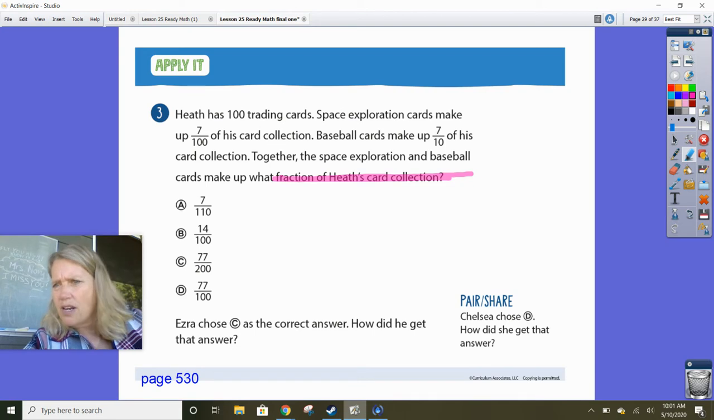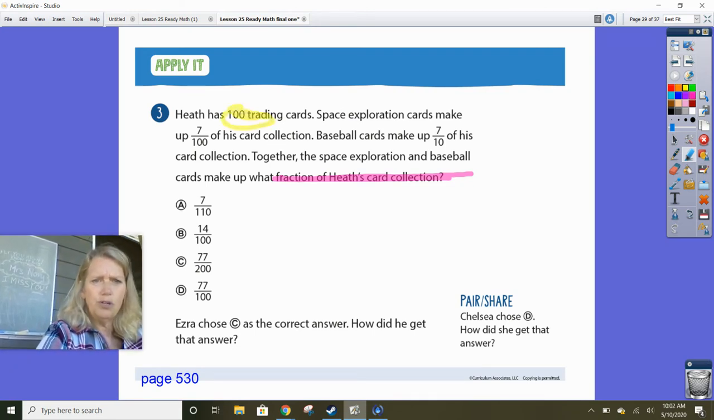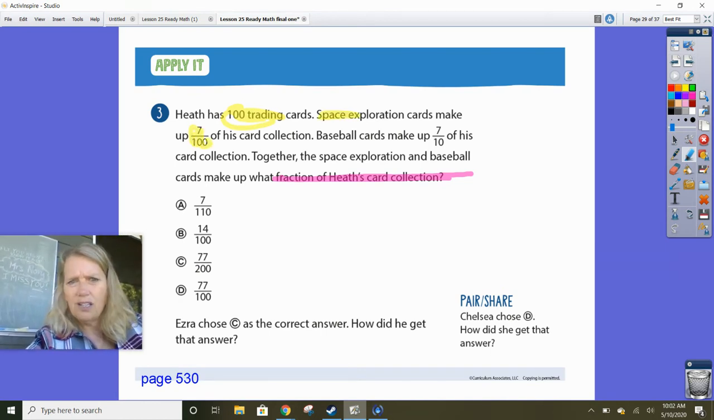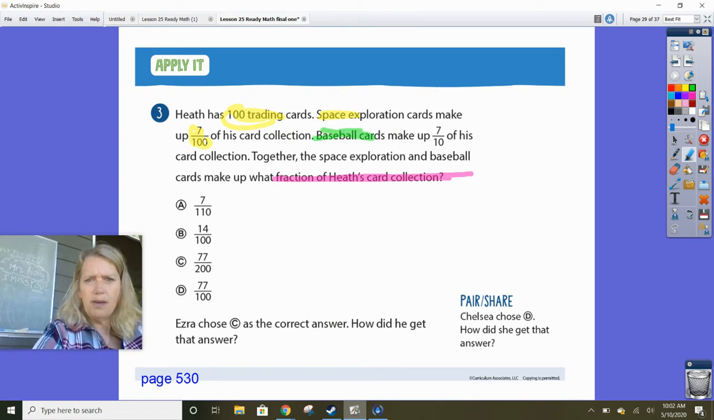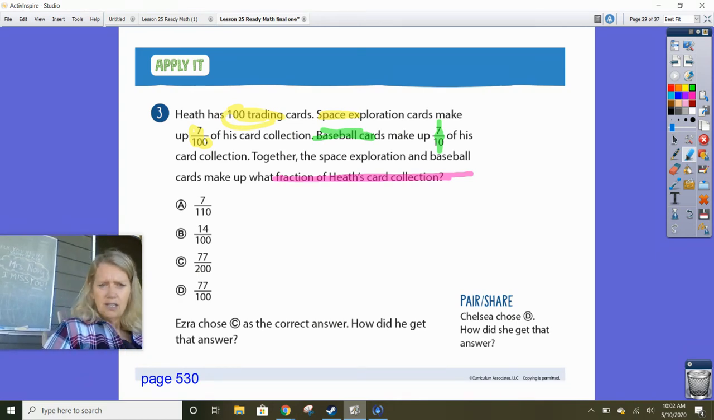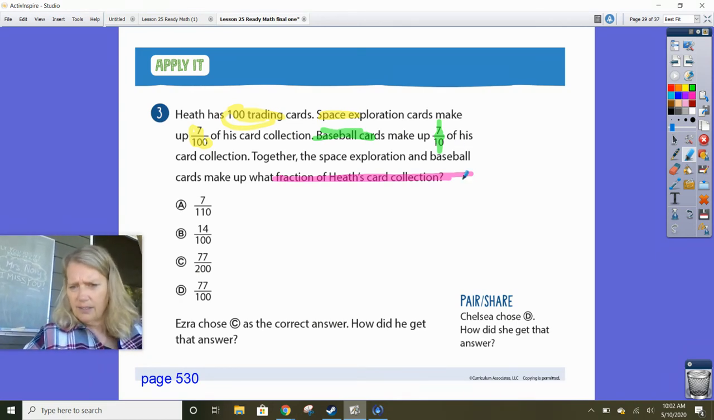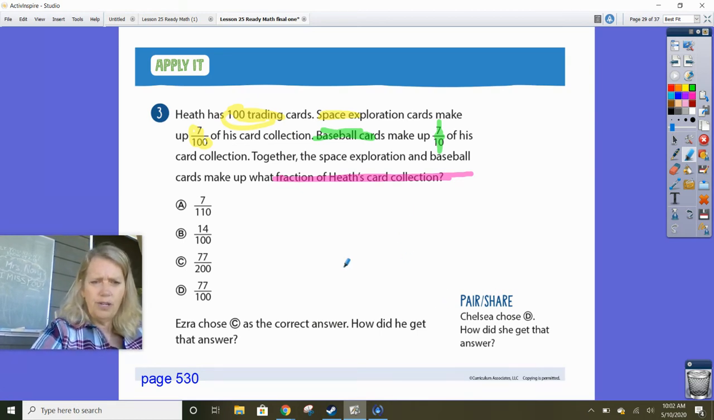All right, important numbers. Heath has 100 trading cards. That's important. Space is 7/100ths. That's space. I'm going to use a different color for the baseball. Baseball makes up 7/10. So then we're trying to find the together. Let's just go ahead and solve it first before we go down here and find out what Ezra did.